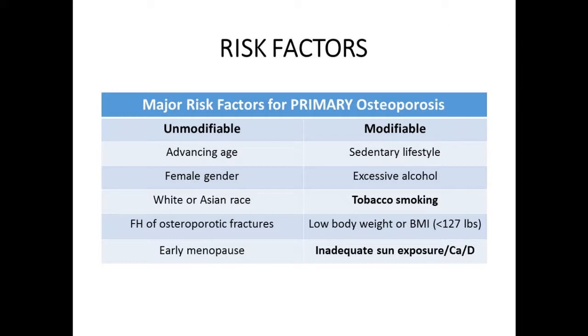Some things you can't change. We're all going to get older. Being female, white or Asians are at greater risk than African Americans. Family history, you can't change your genetics. Some of us make good bone, and we get great peak bone mass at age 30. Others of us do not.